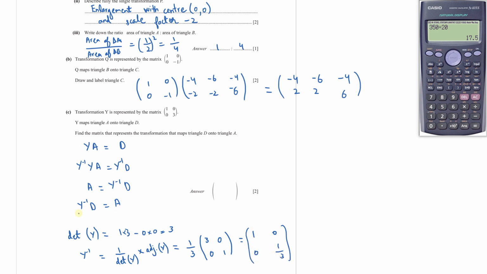So this is the matrix Y inverse. And if you multiply Y inverse with D, it will map D onto triangle A. So your answer here will be (1, 0, 0, 1 over 3).